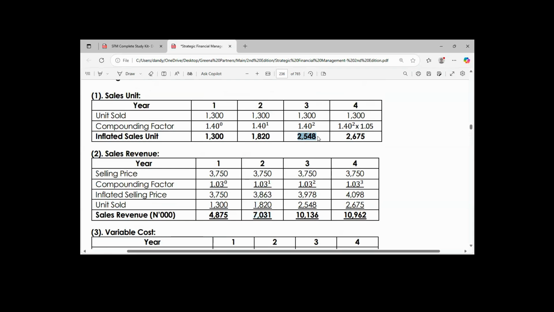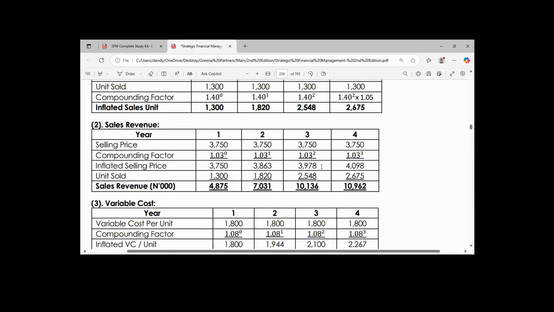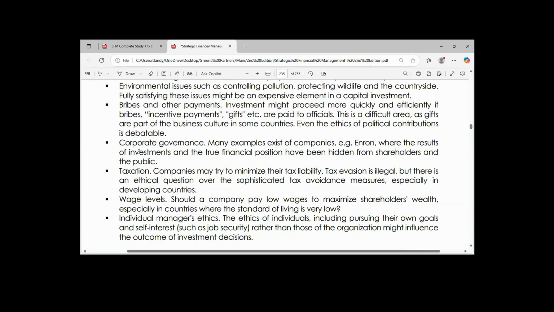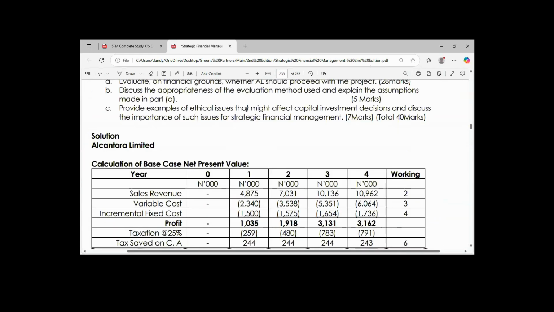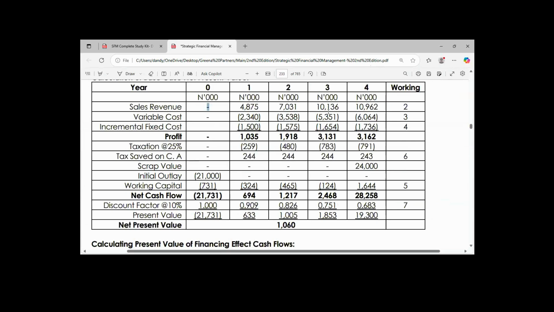Then in the third year, the number of units is 2548. You multiply with the inflated selling price of 3978. Then we have 10,138. Then in the fourth year, the number of units sold is 2675. You multiply with the selling price of 4098. That's what produced 10960. Now that you have calculated the sales value, the next thing you need to do is to go and post. I will go up there and post. So these are the sales revenue from year 1 to year 4.